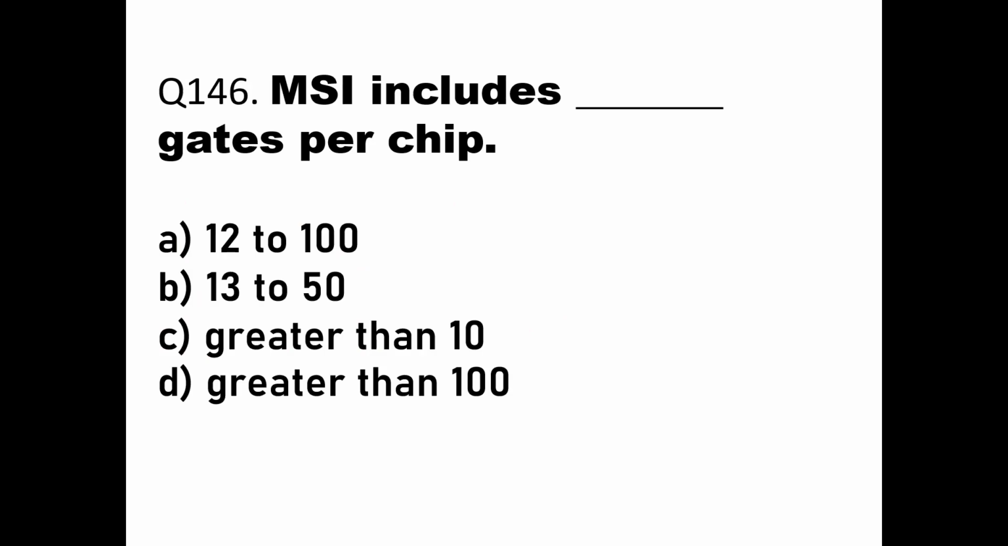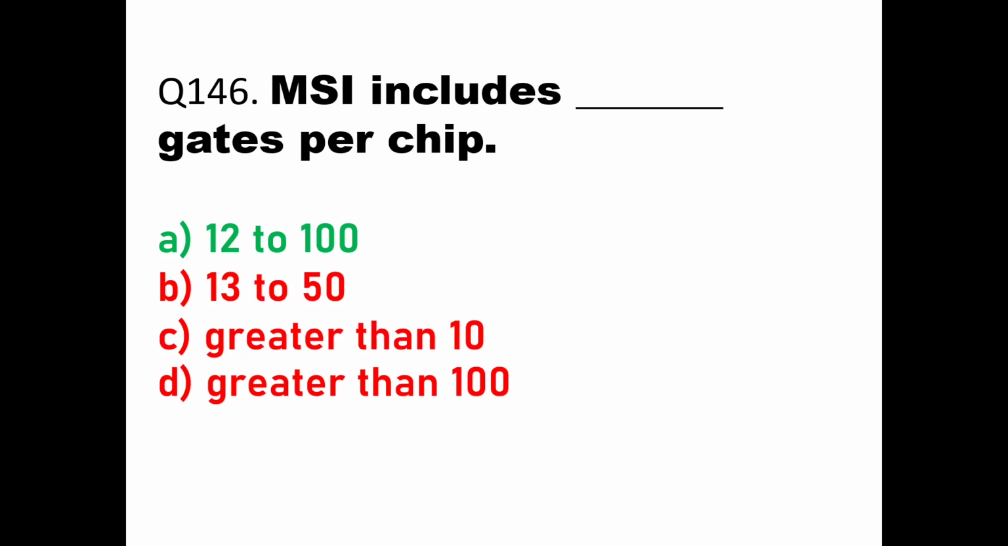MSI includes gates per chip. Now, how many gates per chip MSI is including? Now, as I've told you, small scale was from 1 to 10. MSI will be from 11 to 100. Okay, so if you're taking 11 to 100, then here the option is the 12th one, where it is telling 12 to 100. So that you can mark as the option for this. Okay, so MSI includes gates per chip is 12 to 100. Okay, it can also be 11 to 100, but it is more than 10 and less than 100.